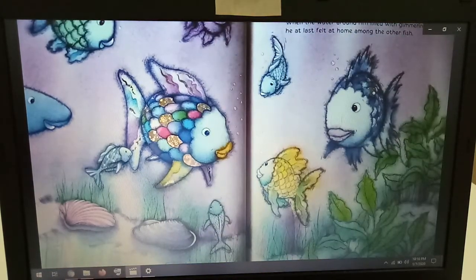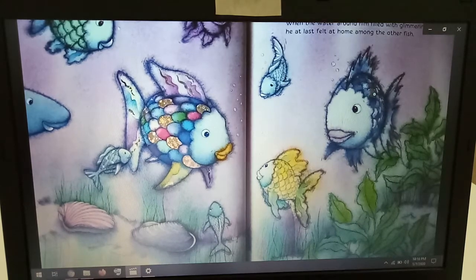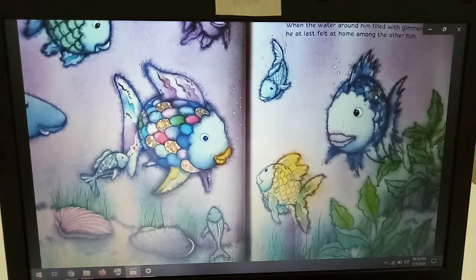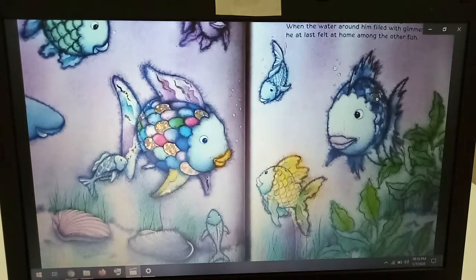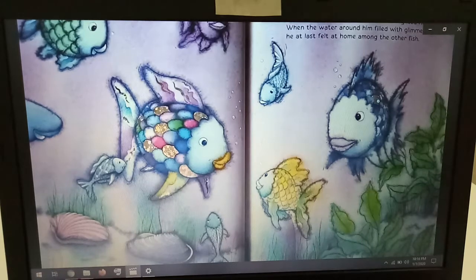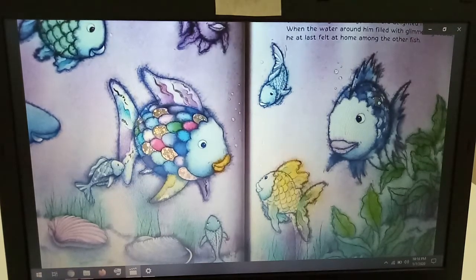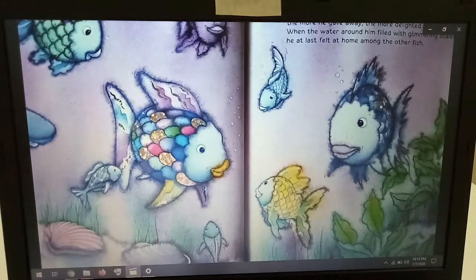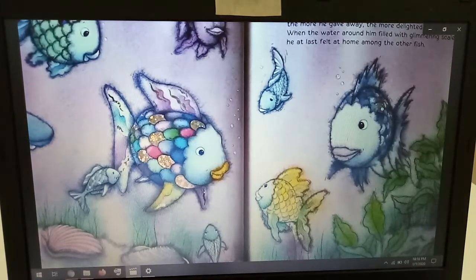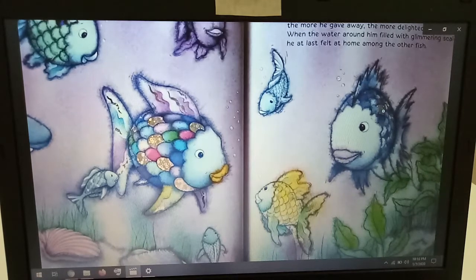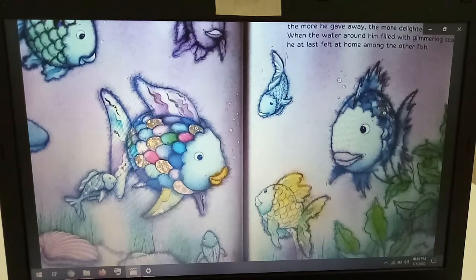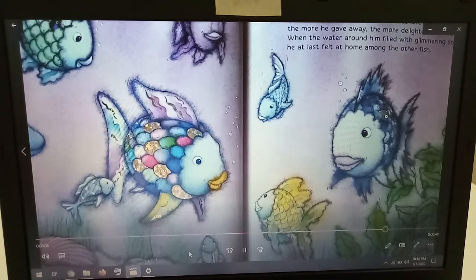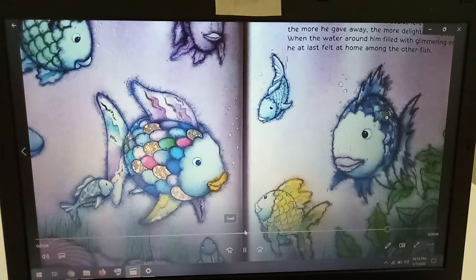The little blue fish whizzed through the ocean with his scale flashing, so it didn't take long before the rainbow fish was surrounded by the other fish. Everyone wanted a glittering scale. The rainbow fish shared his scales left and right, and the more he gave away, the more delighted he became. When the water around him filled with glimmering scales, he at last felt at home among the other fish.